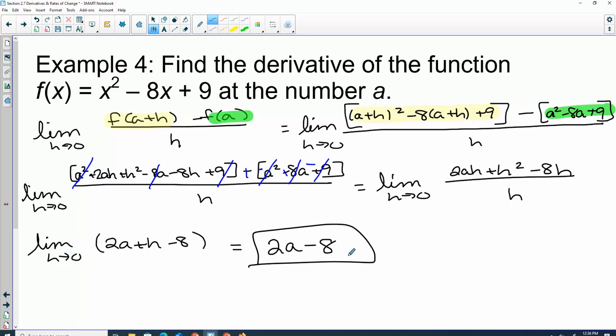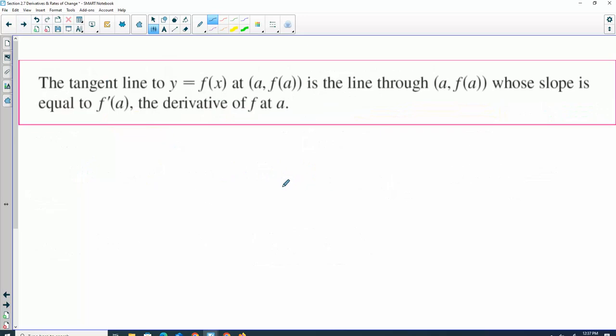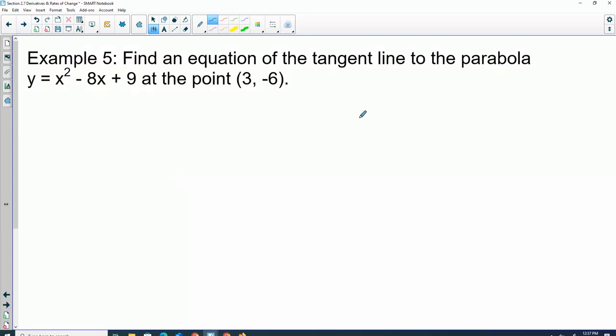So it turns out that what we just did is the same as we were doing last week when we were finding the slopes of tangent lines, right? So the slope of the tangent line is the derivative. So if I asked you to find the equation of the tangent line to this function at the point 3, negative 6, we know if we want the equation of a line, we need a point and a slope, right?